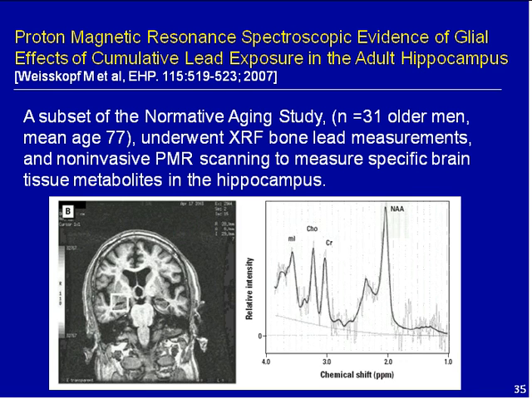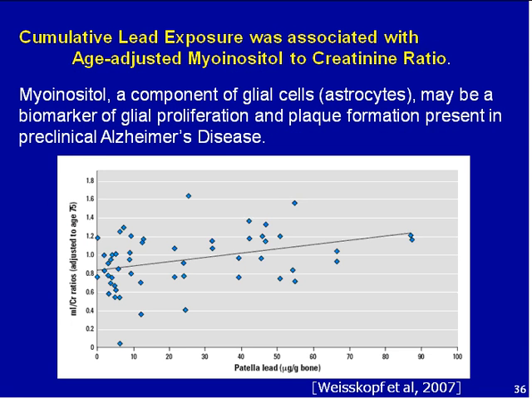Using this proton magnetic resonance, they can actually look at things like myoinositol and other markers of various tissue types in the brain. The next slide shows that in these individuals, there was a significant relationship between their bone lead measurement and the concentration of myoinositol in their hippocampus.